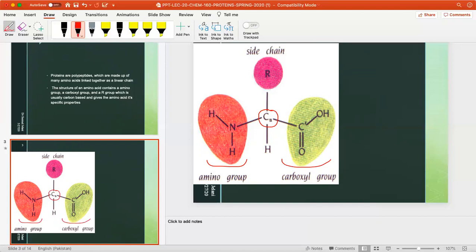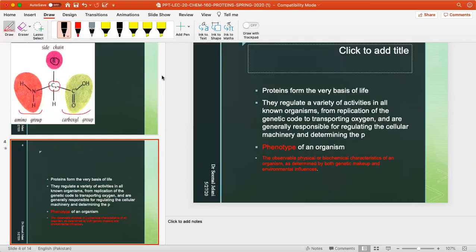The amino acids differ from one another on the basis of the kind of the chain, let me draw with this black pen, the number and the level of side chain. So this is the basic unit of amino acid.